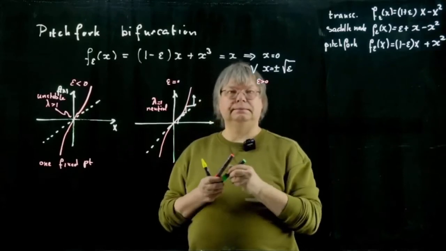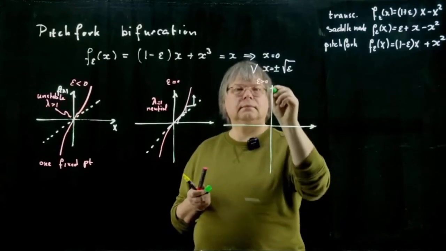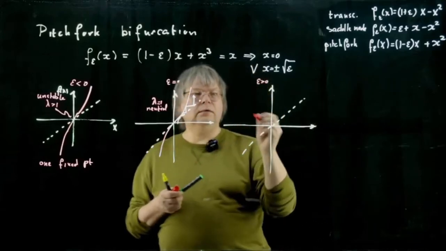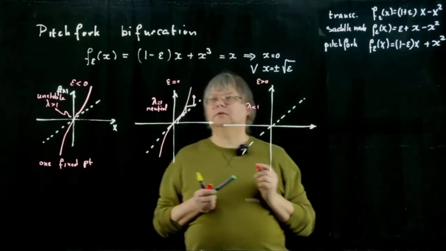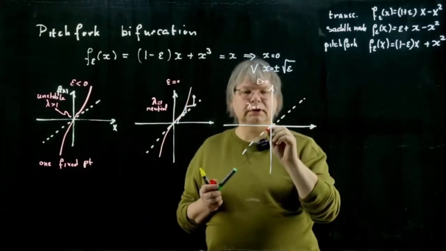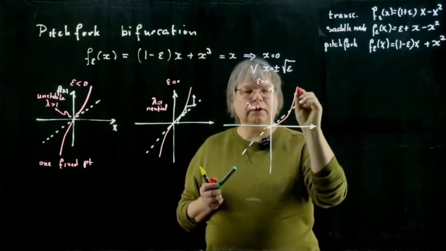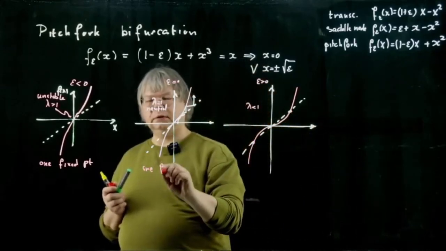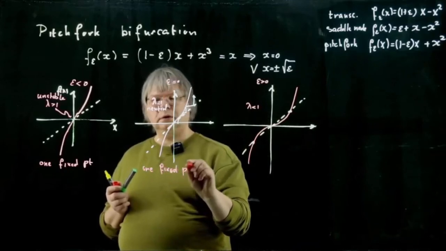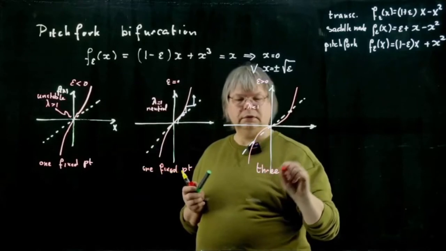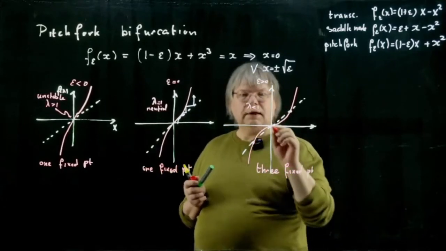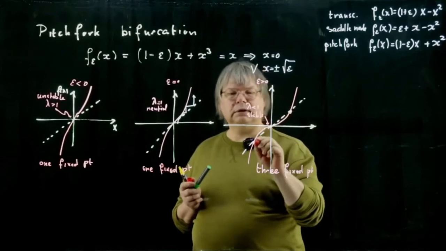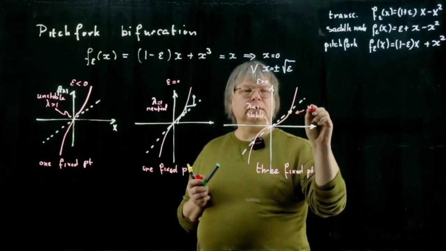Axis in green. Diagonal. And now lambda is going to be less than one because the slope is one minus epsilon. Now epsilon is positive, so it looks like this. By the way, it curves upwards and curves downwards. So now, where we had one fixed point here, we have now three fixed points. And this one in the middle is stable. And this one, well, here they are both unstable.